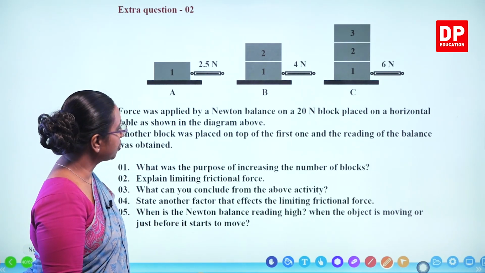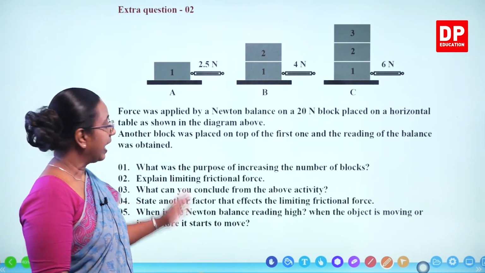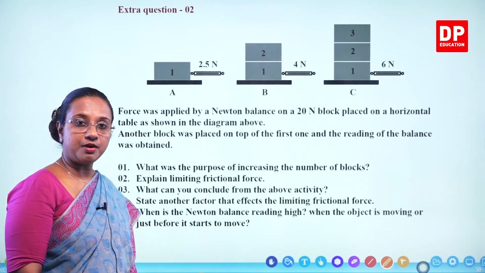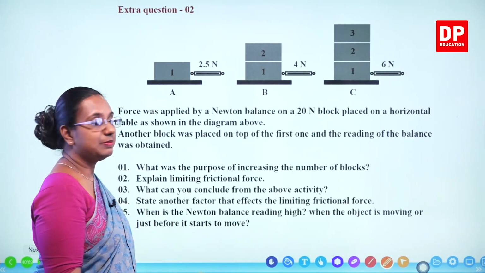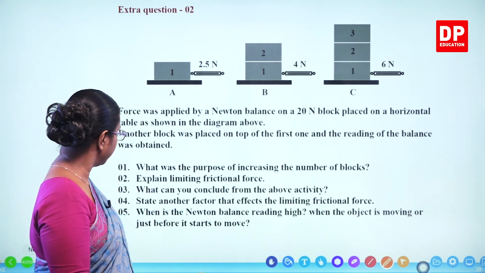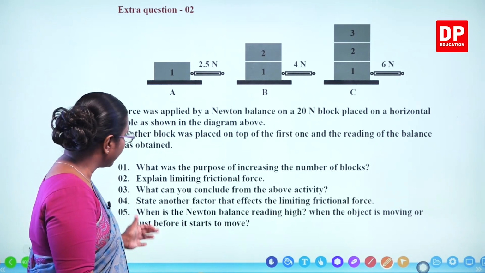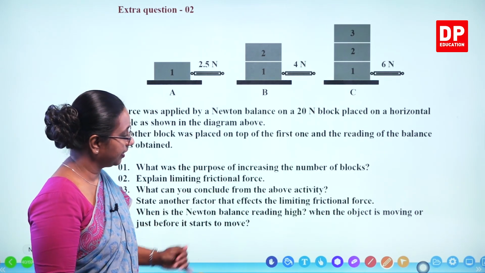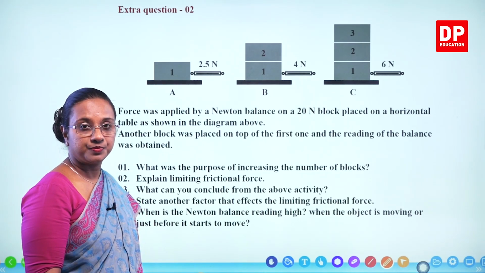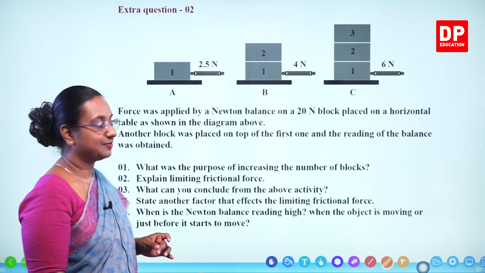Another block was placed on top of the first one and the reading of the balance was obtained. And the questions are, what was the purpose of increasing the number of blocks? Explain limiting frictional force. What can you conclude from the above activity? State another factor that affects limiting frictional force. When is the Newton balance reading high? When the object is moving or just before it starts to move? So answer the questions quickly and then listen to the discussion.